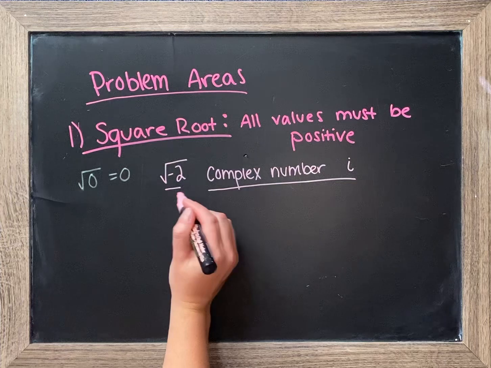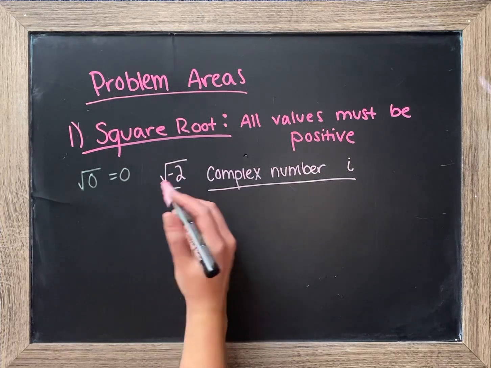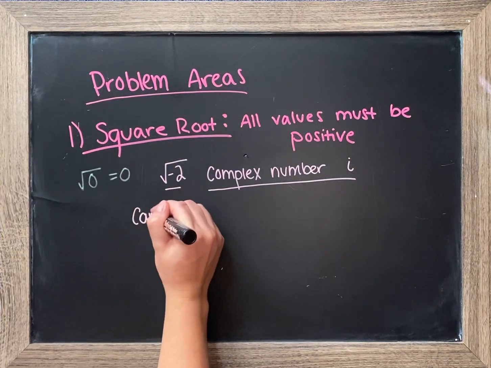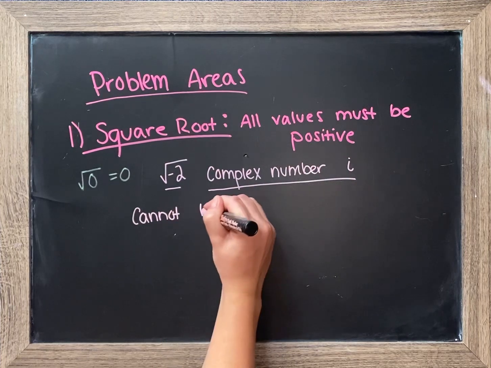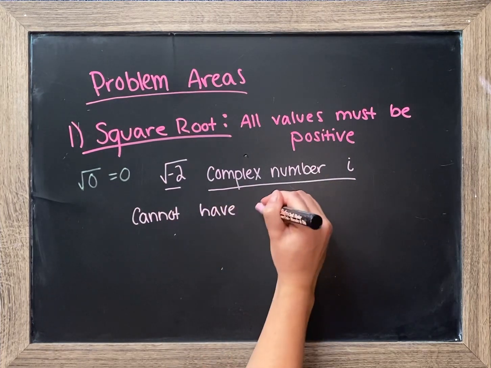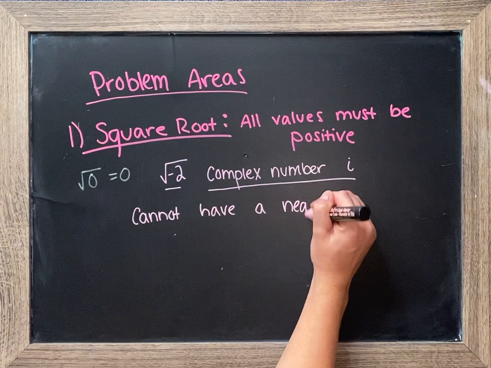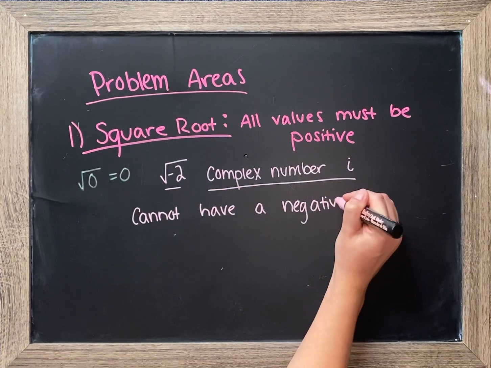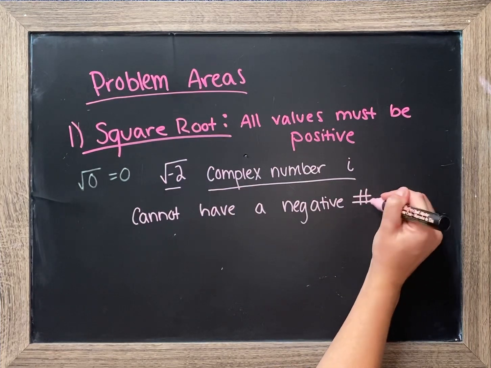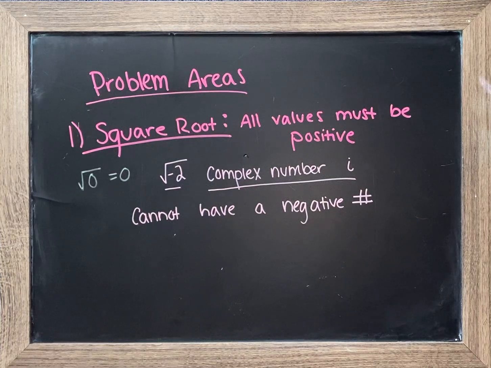But when we're talking about real numbers and real values, you cannot have a negative number under your square root.